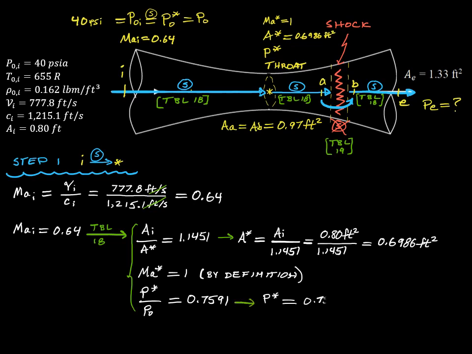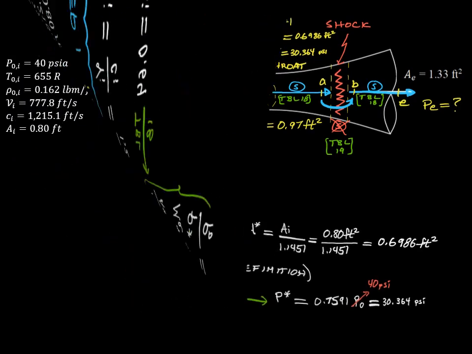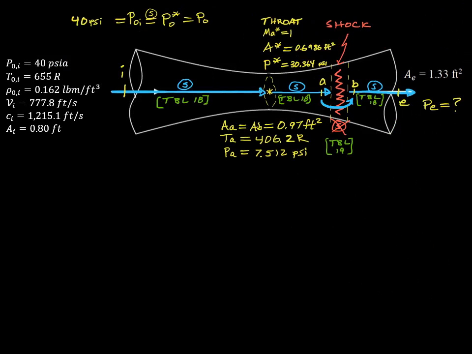We'll do the same idea with our pressure. We can calculate the static pressure at the throat, which is about 76% of the stagnation pressure. We know the stagnation pressure is 40 psi, so the calculation is pretty simple. It's about 30.364 psi, and again, that is the static pressure at the throat. So we'll list that here. Okay, so we've successfully moved to the throat and calculated some properties there. We could also get the temperature if we were interested in that.